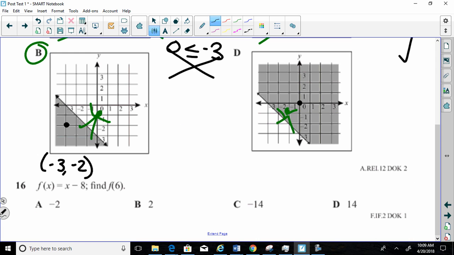Next one. What do I do here? 6 for x. If it looked like this, f of x equals 6, that means plug it in for f of x. If it just says f of 6, it means instead of x, what do they want you to plug in? So be careful about the difference between those two. What's 6 minus 8?